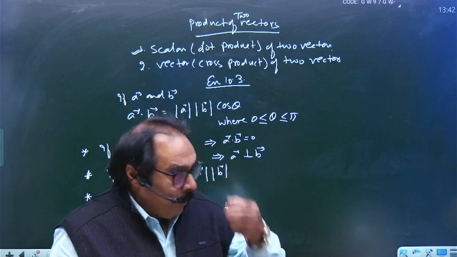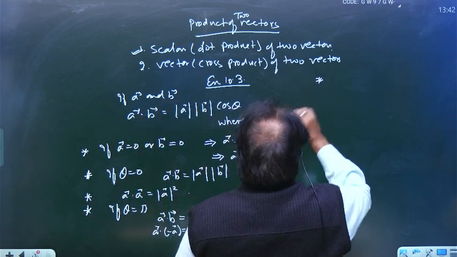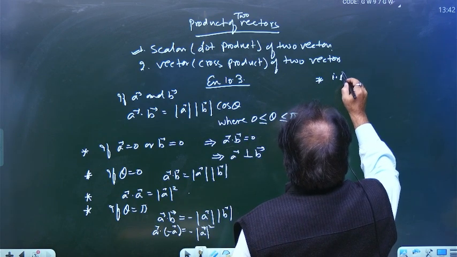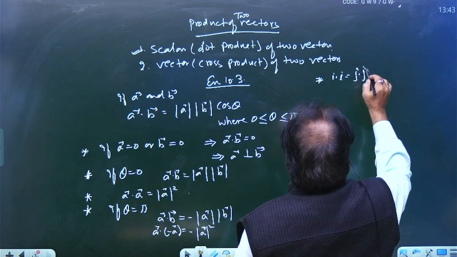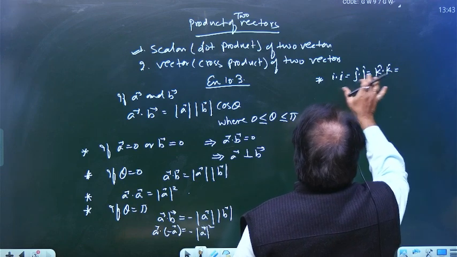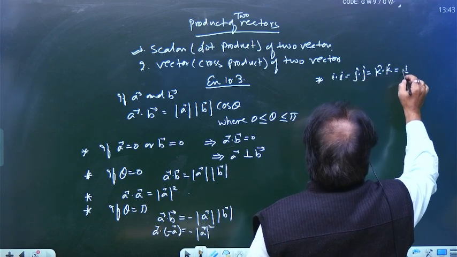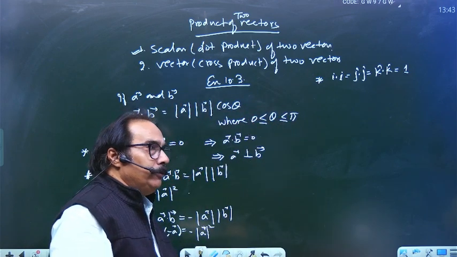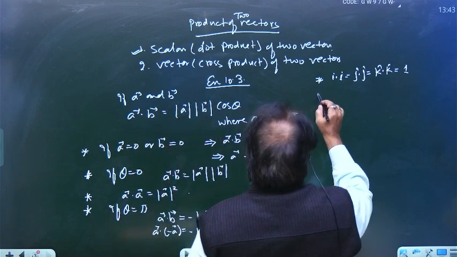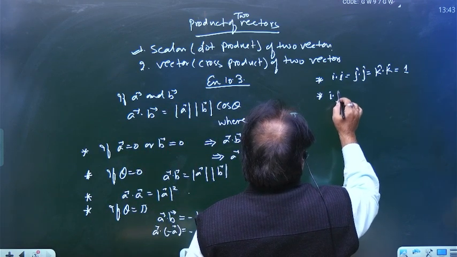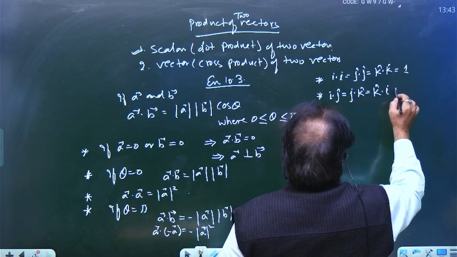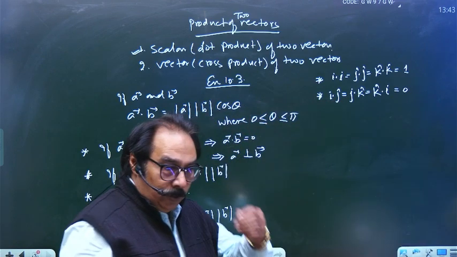Okay. Now another point is, in the dot product of the same component, i dot i is equal to j dot j is equal to k dot k. So the product of the same component is always equal to 1: i dot i equals j dot j equals k dot k equals 1. And the dot product of different components, so i dot j or j dot k or k dot i, that is equal to 0.